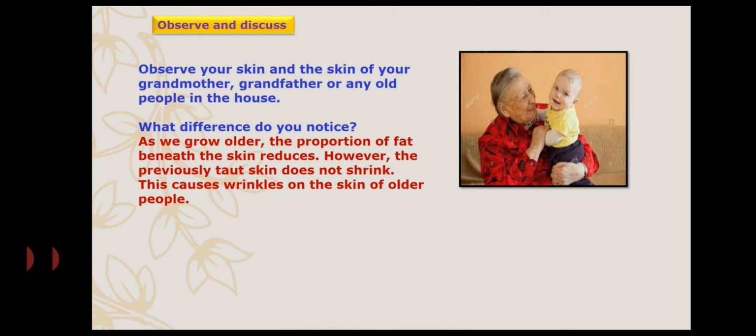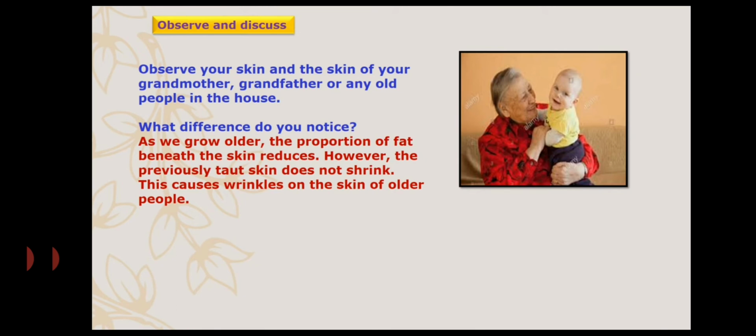As we grow older, the proportion of fat beneath the skin reduces. However, the previously taut skin does not shrink. This causes wrinkles on the skin of older people. So we are seeing wrinkles on our grandmother's or grandfather's skin. Maybe you have also seen this in your grandparents' skin.